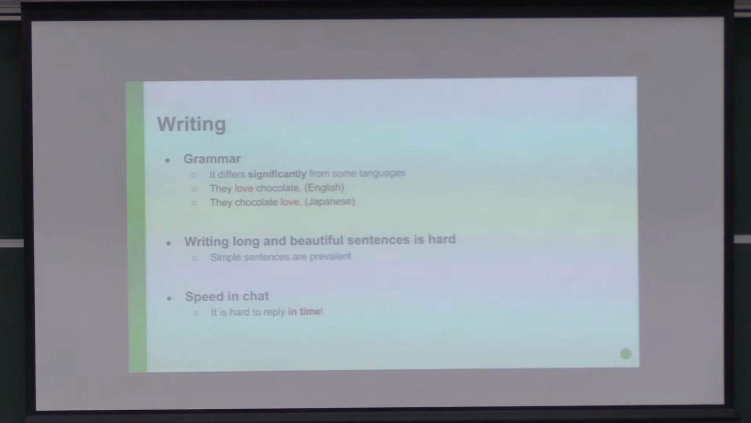And I already mentioned that the third thing is speed in chat. Sometimes the chat is very quick, but if the writing skill is lacking, it's very hard to follow the conversation, right?